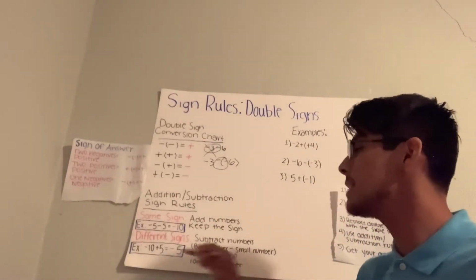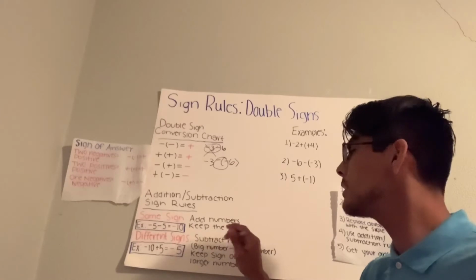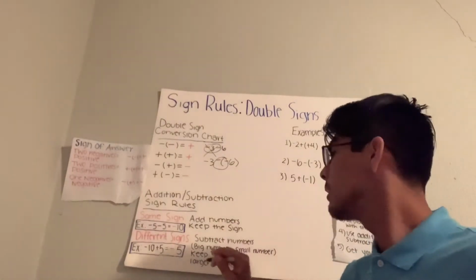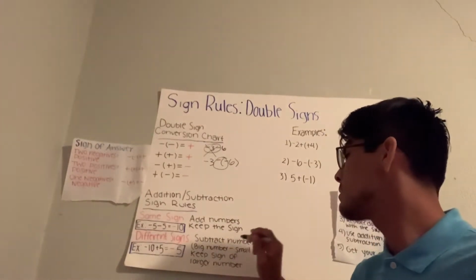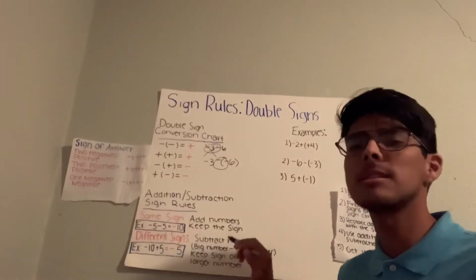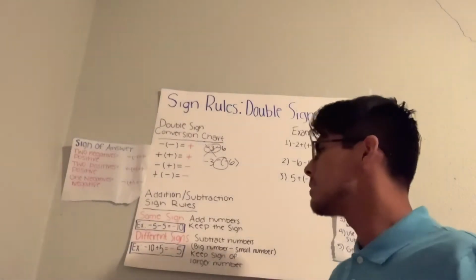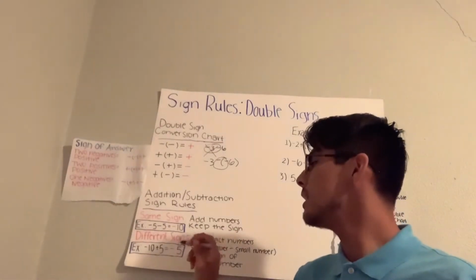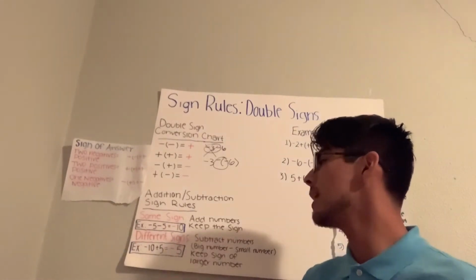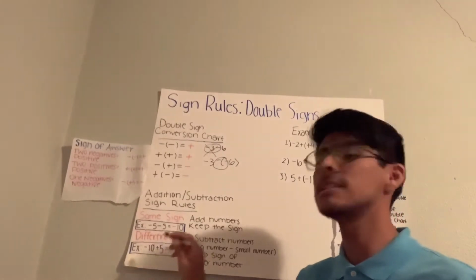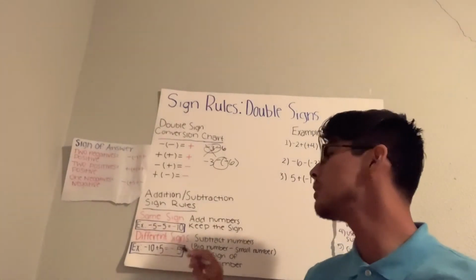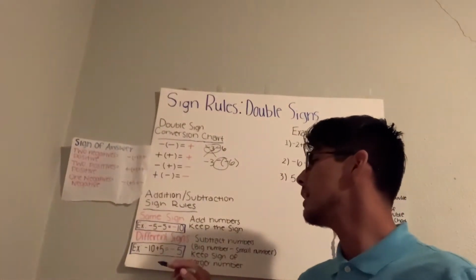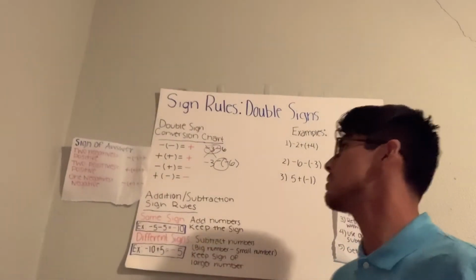However, if you have different signs, you want to subtract the number, big number minus the small number, and keep the sign of the larger number. So for example, -10 plus 5 is going to equal -5 because the -10 is a larger number. So you're going to keep that sign and put it inside your final answer.